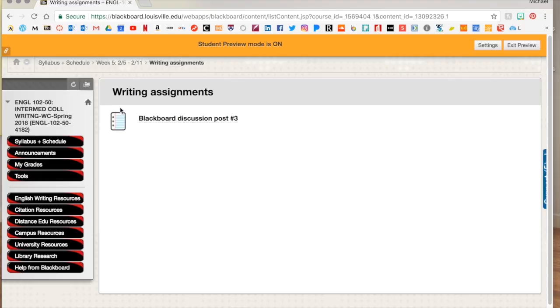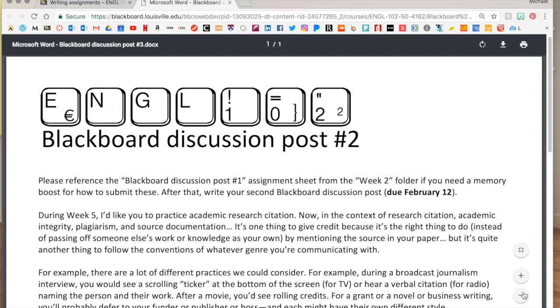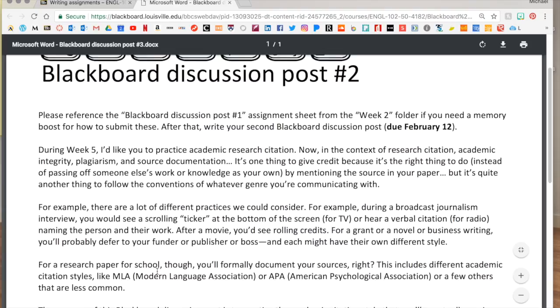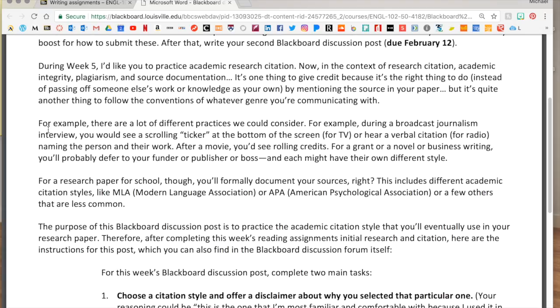For example, there are a lot of different practices we could consider. In broadcast journalism, you would see a rolling ticker at the bottom of the screen for TV, or hear a verbal citation for radio naming the person and their work. After a movie, you'd see rolling credits. For a grant or a novel or business writing, you'd probably defer to your funder or publisher or boss, and each might have their own different style. For a research paper for school, though, you'll formally document your sources, right?